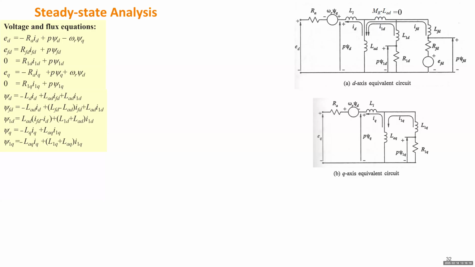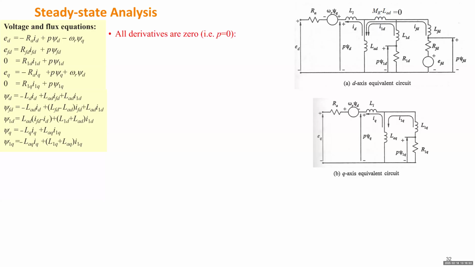So after we change the notations of the inductances and the resistances, we'll have a new set of equations. Those equations are the same as the voltage flux equations before. We just change the notation to match those two circuits. Okay, so we start from this set of equations and those two equivalent circuits. Let's see how we can simplify some parameters under the steady state condition.